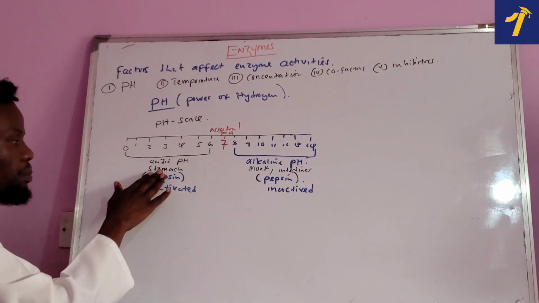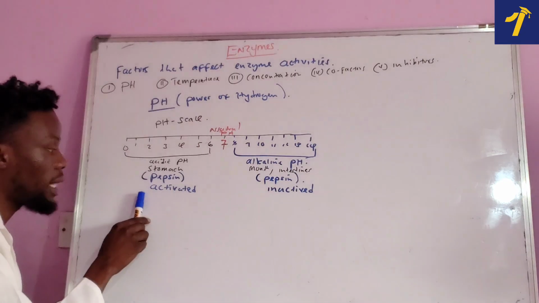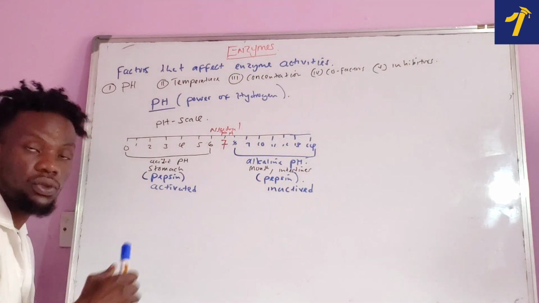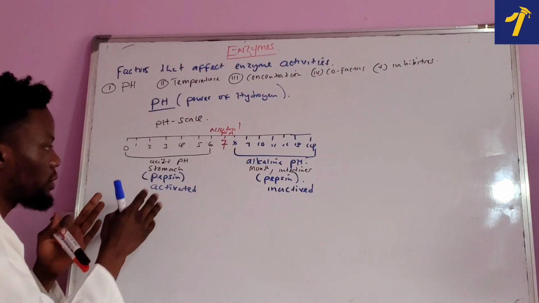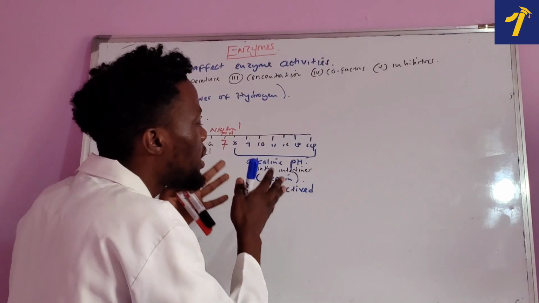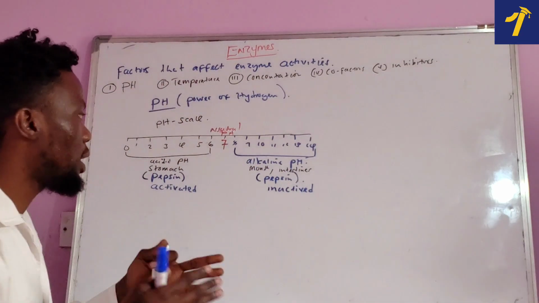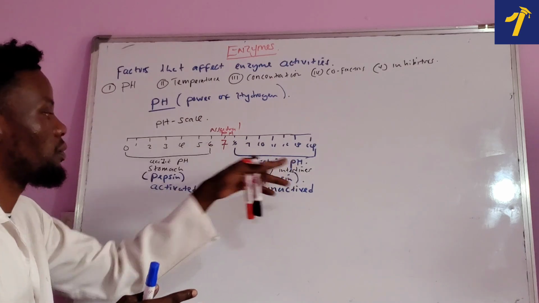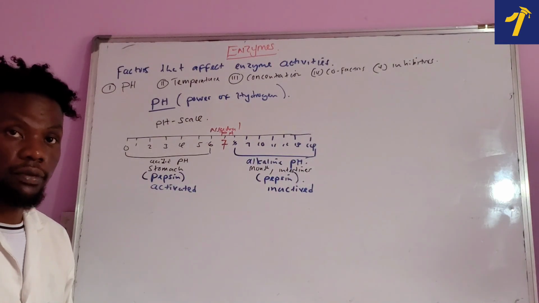So pepsin works best in the stomach. We understand about the digestive system. It works well in the stomach and it's going to be activated, meaning that it's going to be active, trying to digest the proteins there. But once it is transferred to the intestine or mouth, it's going to be inactivated because it doesn't like alkaline pH, which is starting from 8 to 14. That's how it's going to affect the enzyme activity.